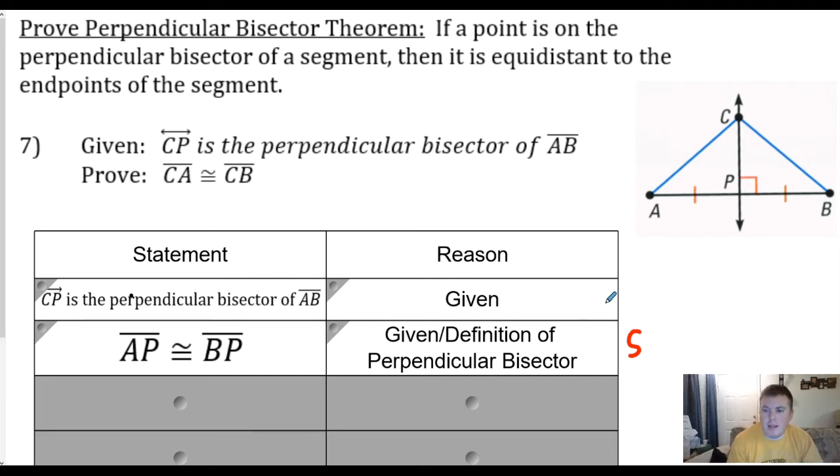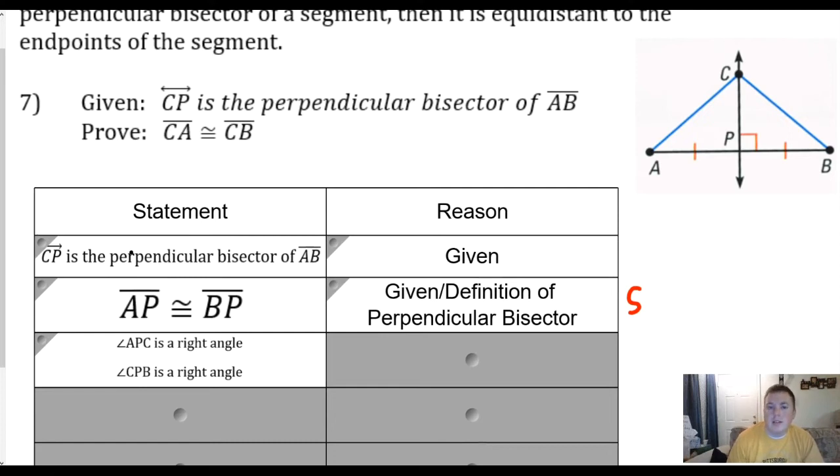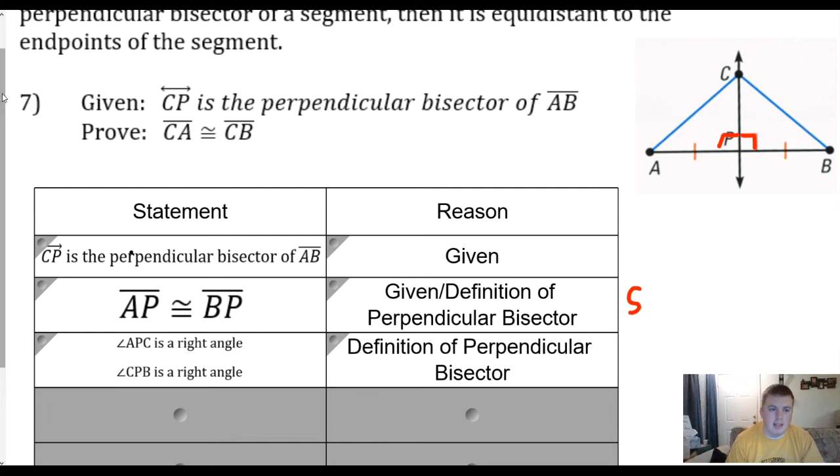As you've probably guessed by now, we're going to be trying to prove that we have some congruent triangles. You've probably noticed the pattern that when we have two different triangles within an image, we're going to be aiming towards getting those to be proven congruent. Alright, so we're going to stick with our definition of a perpendicular bisector and what else it tells us. It tells us that it's going to make a right angle because it's perpendicular with AB. So that is going to make angle APC a right angle, and it's going to make angle CPB a right angle. And that is, again, the definition of a perpendicular bisector.